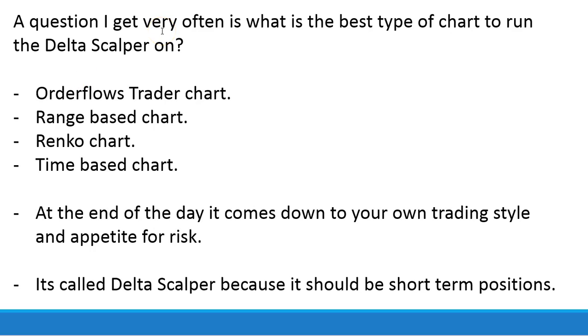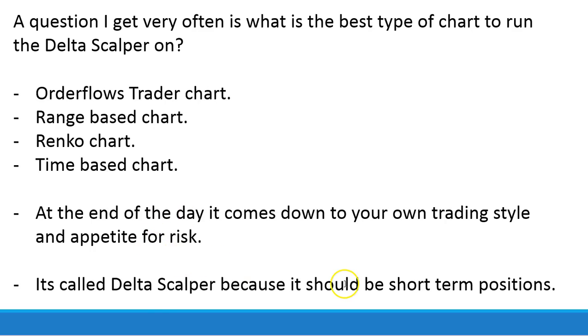So a question I get often is, what's the best type of chart to run Delta Scalper on? Obviously, for me, the Order Flow Trader chart is number 1. Range-based charts are fine. Renko charts are fine. Time-based charts are fine. It can be used with how you're trading. At the end of the day, it comes down to your own trading style and your appetite for risk. It depends on what type of trader you are, what sort of chart you look at. Honestly, I don't look at it much beyond 5 minutes. For me, I haven't really looked at it on 15-minute charts or above.